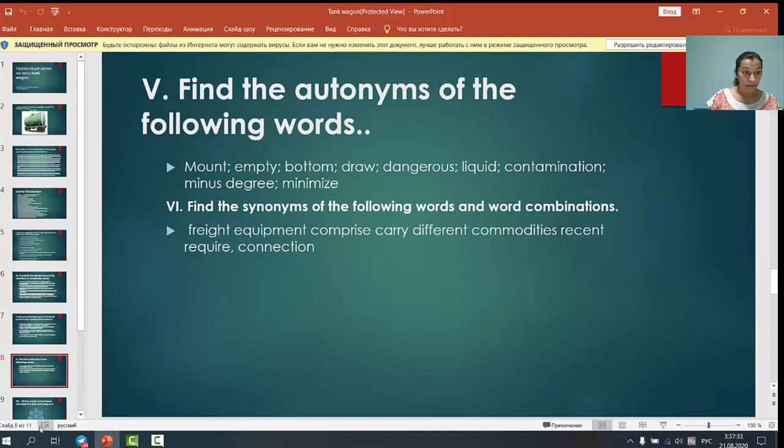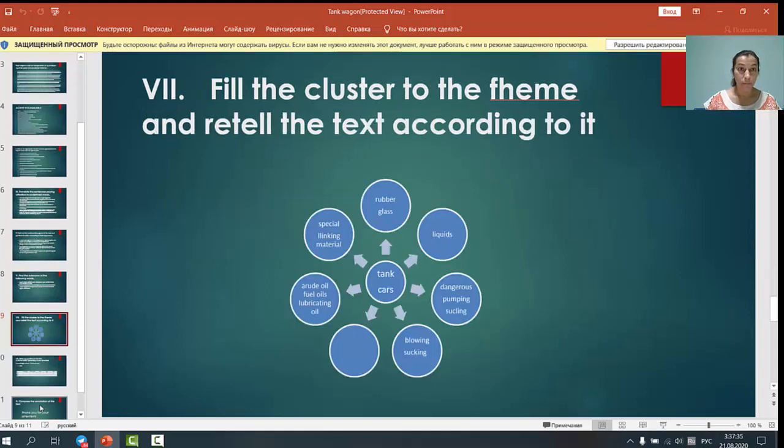And the next task is, well, fill the cluster to the theme and retell the text according to it.